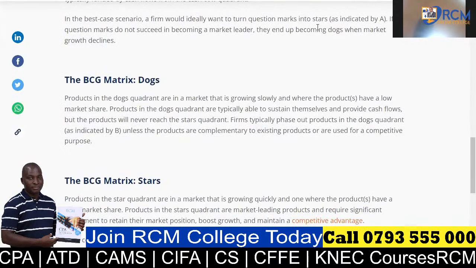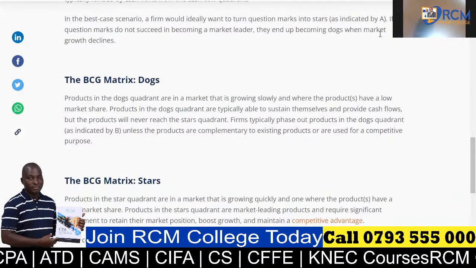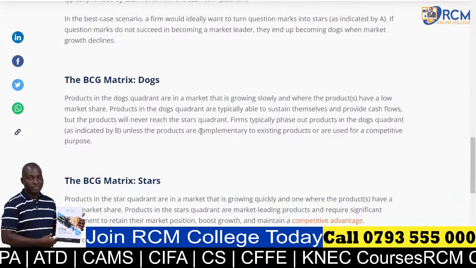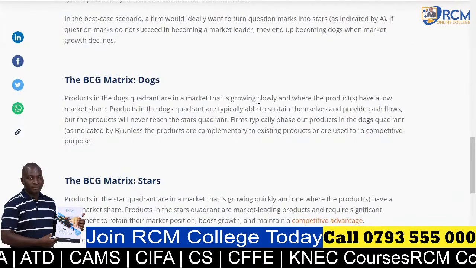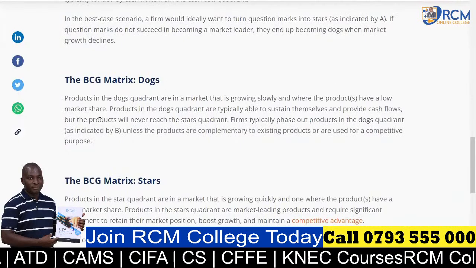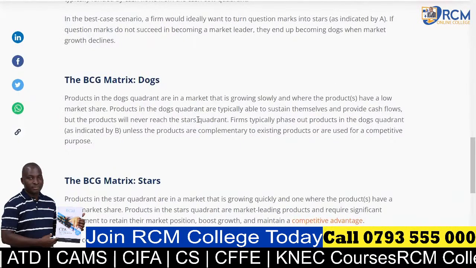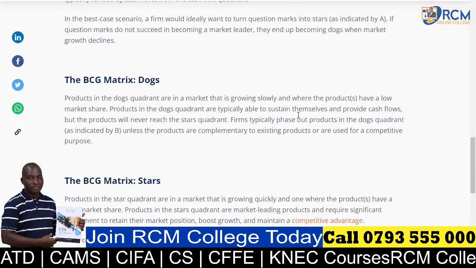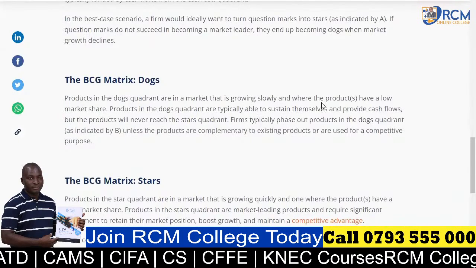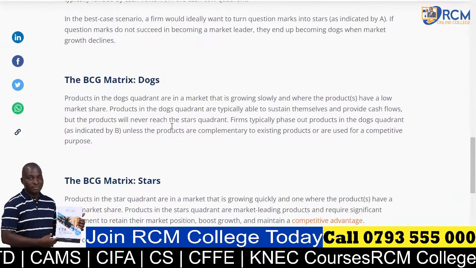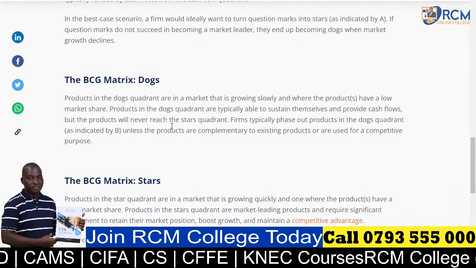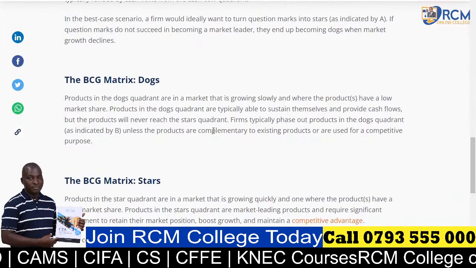When we talk of BCG dogs, ladies and gentlemen, what do we have here? Products in the dogs quadrant are in a market that is growing slowly and where the products have a low market share. Products in the dogs quadrant are typically able to sustain themselves. They're not badly off and they provide some cash flows, yes, but the products will never reach the stars quadrant. However hard you try, they will never reach there.